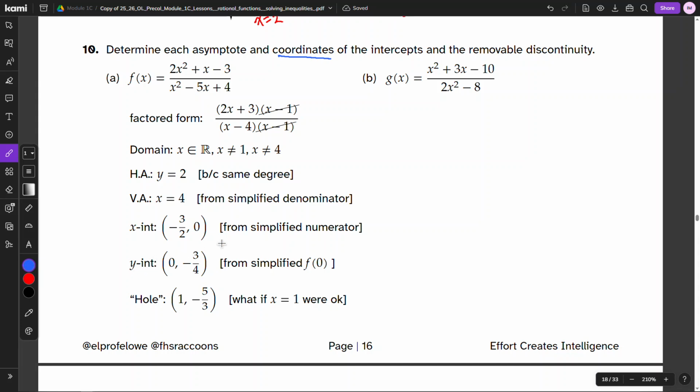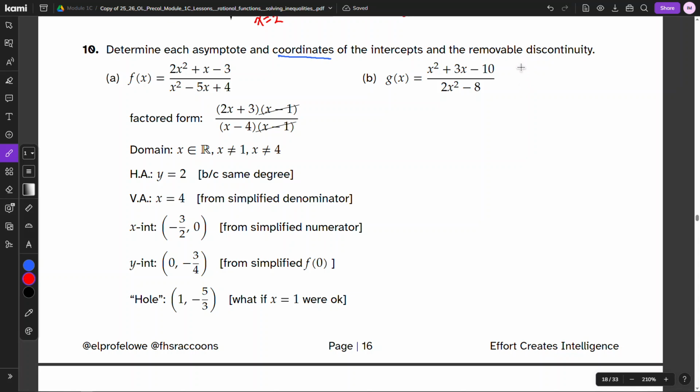Right? Y-intercept, once I'm simplified, what value if I am able to, if x is 0, is not excluded from the domain. And then the hole, well, if x equals 1, we're okay, because I'm excluding x equal to 1. It's a removable discontinuity. But if it were okay, I'd have 2 times 1 plus 3, and I have 1 minus 4. So I'd add 5 in the numerator, negative 3 in the denominator. So let's do that for our other example.